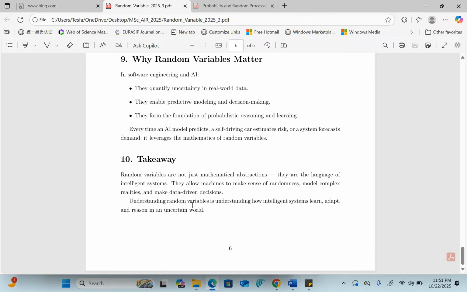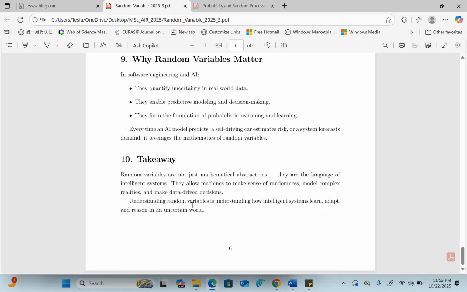So, as a conclusion, random variables are not just mathematical abstractions, they are the language of intelligent systems. They allow machines to make sense of randomness, model complex realities, and make data-driven decisions. So today's science of AI models, ChatGPT, and all machine learning, prediction, data science, and probability theory are founded on the fundamental concept of uncertainty, so in order to study that uncertainty and its impact, the random variable is the key concept to be understood.